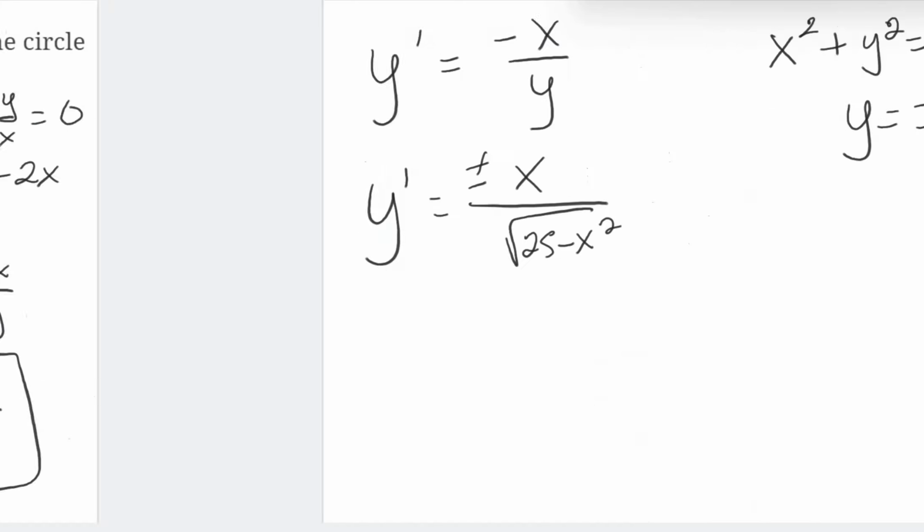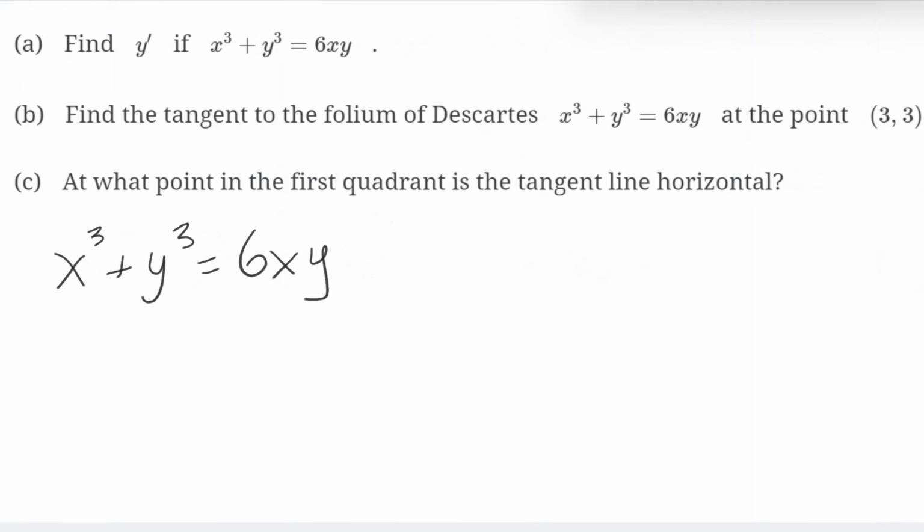I'm going to show you Newton's notation for this one because I think it's a little cleaner. You just have to remember that y prime is not y raised to something. All right, so we're going to find the derivative of each piece. The derivative of x to the third is 3x squared. The derivative of y to the third is what? Three y squared.